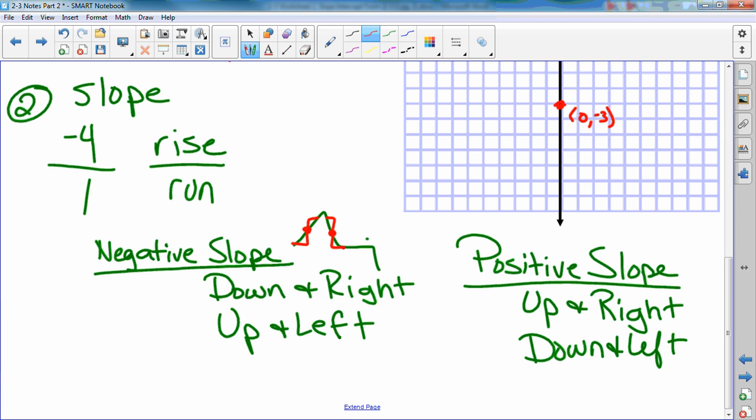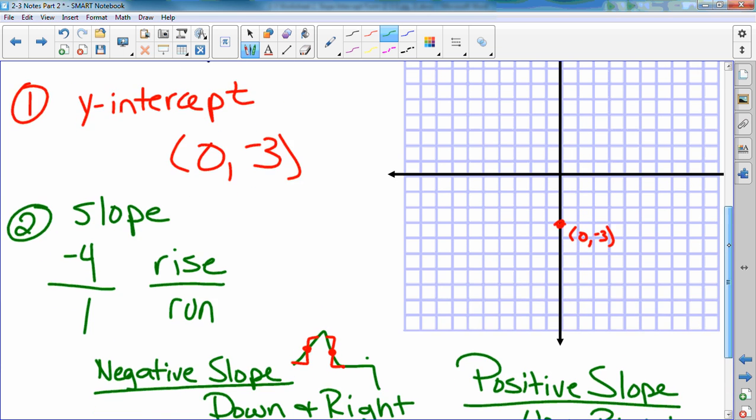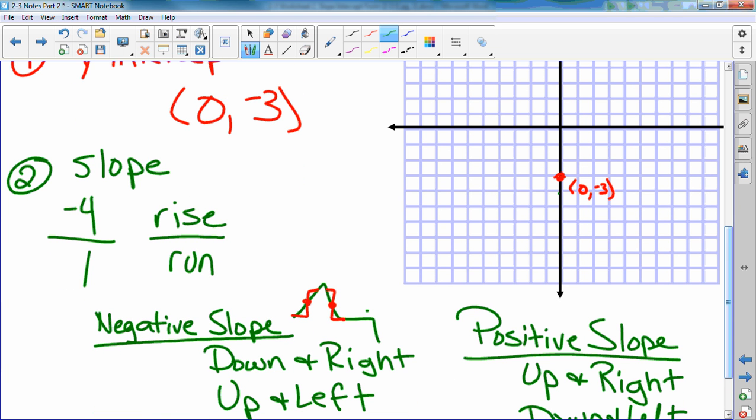So the type of slope we have, Cameron, is -4 or -4/1. So which direction are we going to go once we're at the y-intercept? You're gonna go down and to the right. Okay, so we're going to go down 4 and to the right 1. 1, 2, 3, 4, 1. And then up 4. 1, 2, 3, 4 to the left.